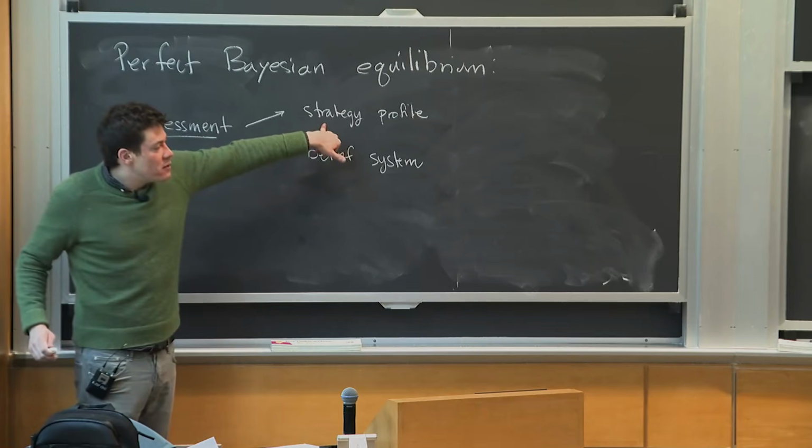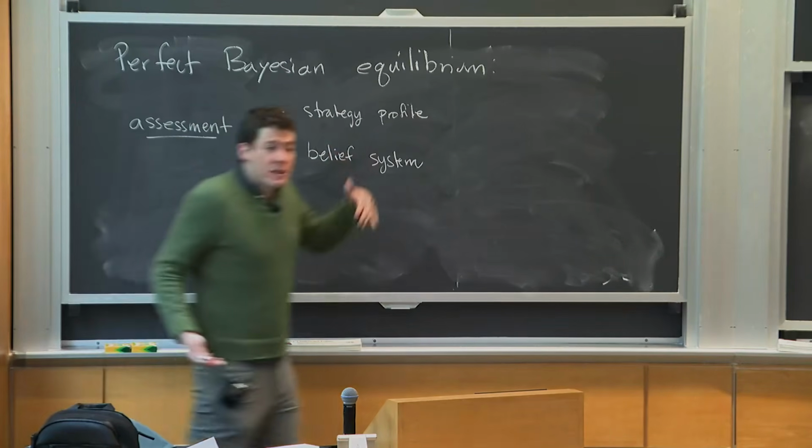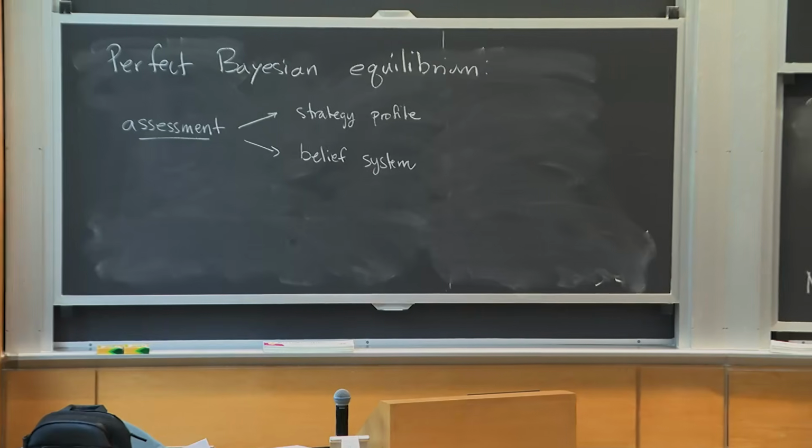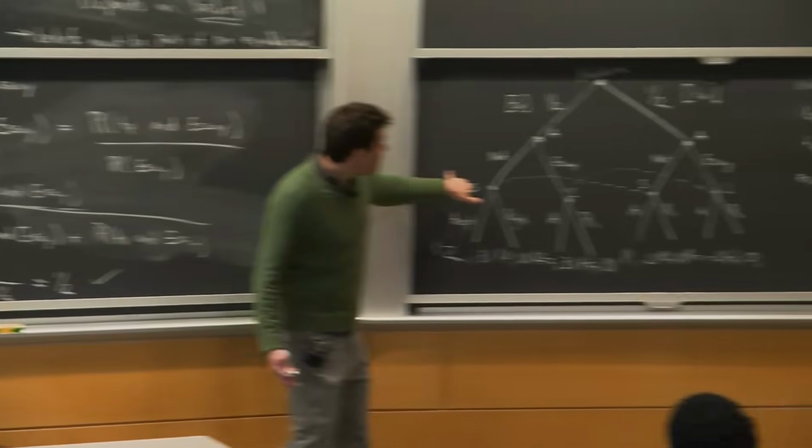So strategy profile, we already know what that is. It specifies a strategy for each player, and a strategy in this game, and in any game, is a mapping from information sets to actions. It's a complete contingent plan that says at any of my information sets, what am I going to do? So in this game, it's exactly what we wrote down over here.